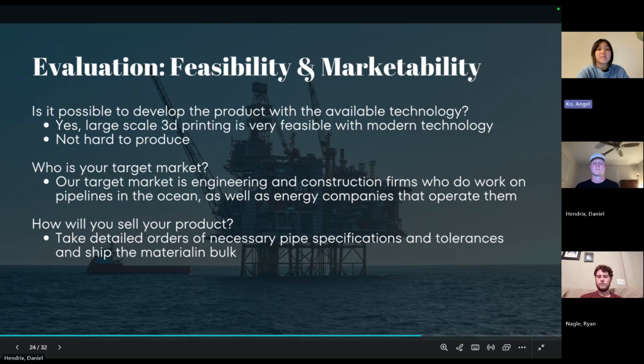We will sell our product by taking detailed orders of necessary pipe specifications and tolerances, because that can obviously have some variability in dimensions and even the tolerances that are required depending on where on the coastline these oil tankers are going to need to be transported, or where these oil rigs are going to be located. And we need to take that into account to ship the material in bulk.